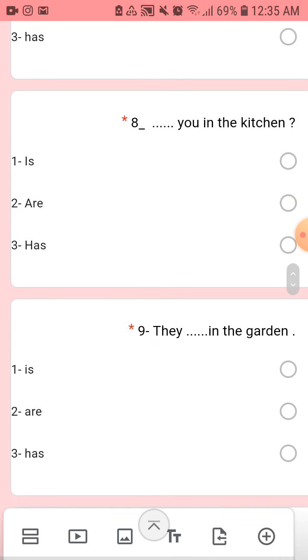Question 8. Blank, and this is a question too. You in the kitchen. Number 1 is, number 2 are, number 3 has.